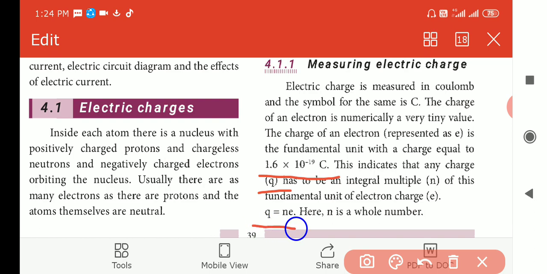Q is equal to n e. Q means the electrical charge, or charge of an electron, right. Next, n means the integral multiple of this fundamental unit. e means electron.